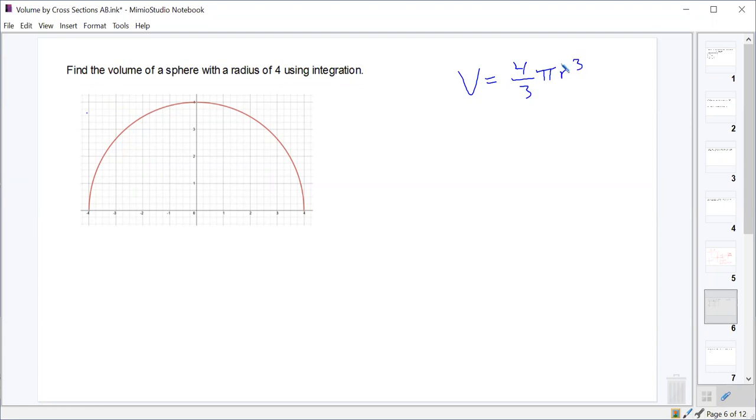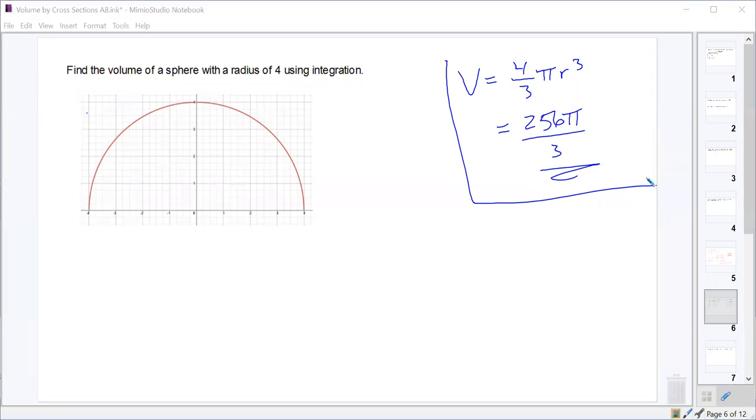4/3 pi r cubed. So if our sphere has a radius of 4, this ought to just be 4 cubed is 64, times 4 is 256. So 256 pi over 3. Should be easy enough, right? True? Yes. All right, now we're going to do this using integration and make sure we get the exact same value.